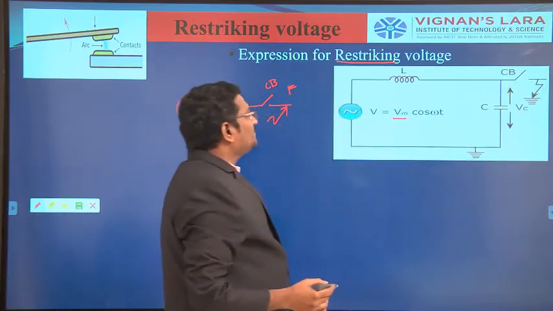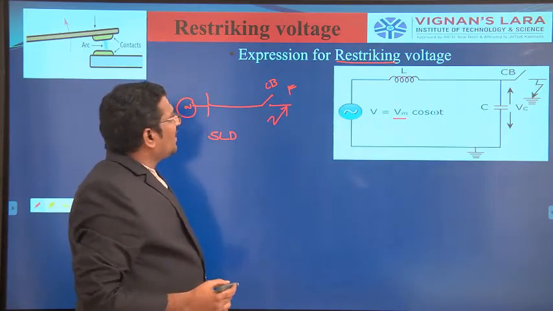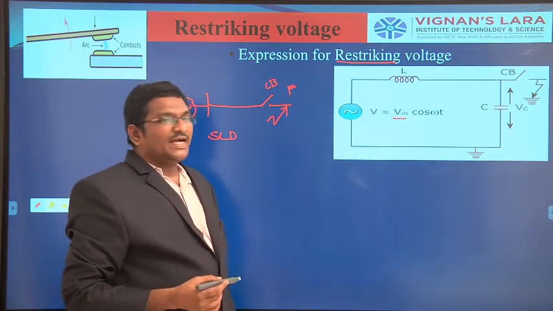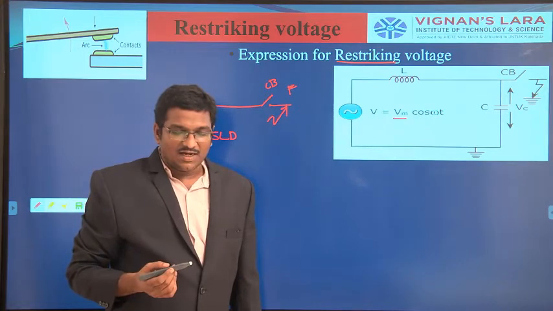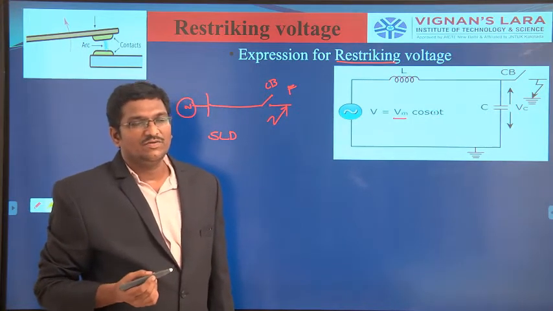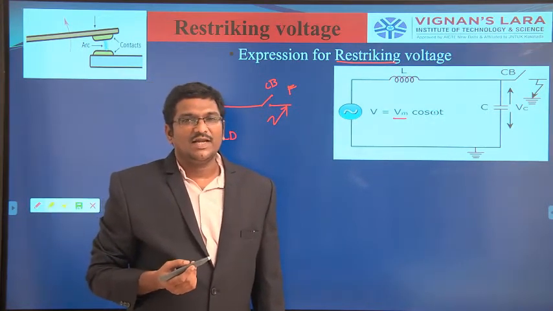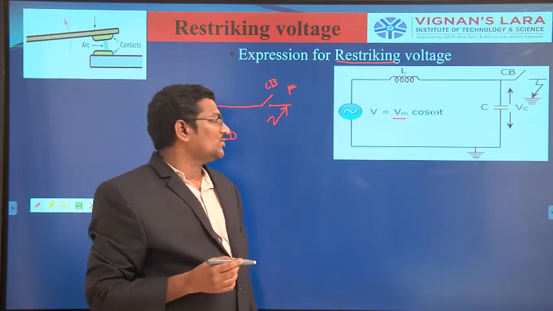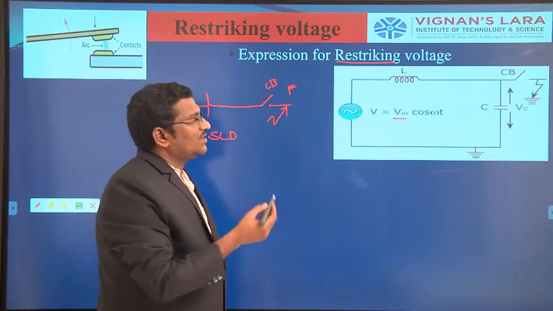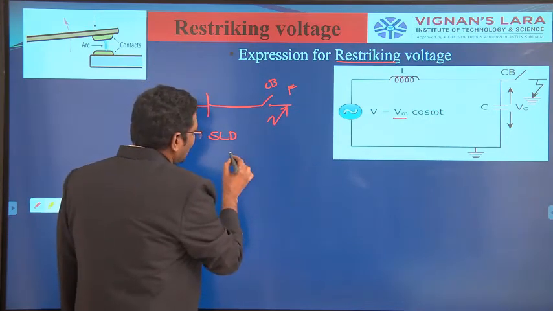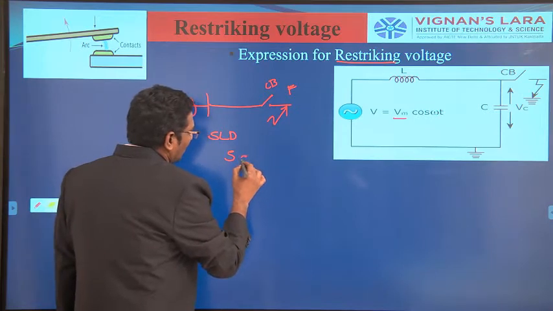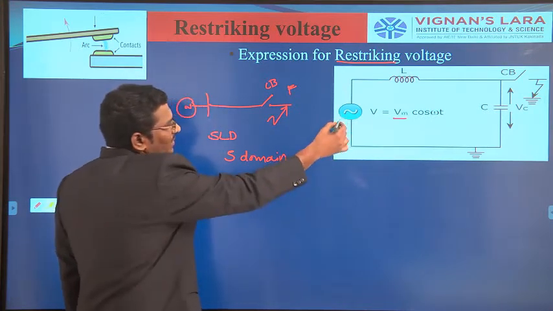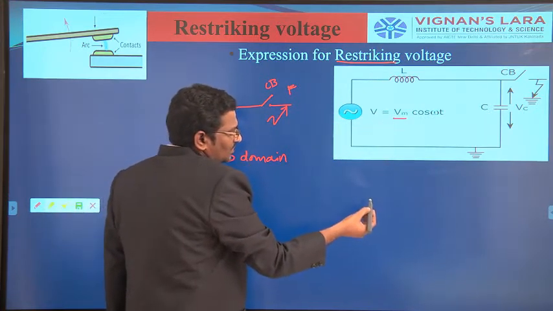One way to derive the restriking voltage is by converting the circuit diagram into the complex domain, the S domain. If you do the derivation in the complex domain, you can get the restriking voltage equation easily. So how do we convert this circuit diagram to the S domain? S domain means the complex frequency domain. Now you can write here the V at the zero crossing of the current.